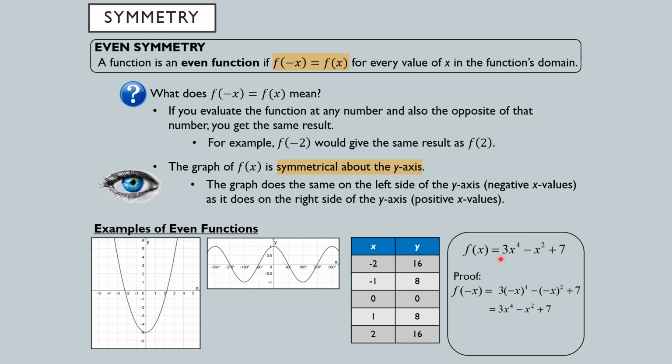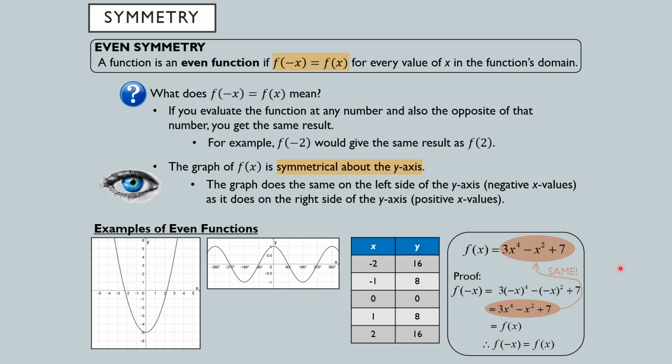Now, take a look at our result here, which is f of -x, and our original function, which is f of x. Notice they are exactly the same. They're identical. And what that means is, if you sub in some x value, and you also sub in its opposite, you will always get the same result because we're working with the exact same function here. And when that happens, when f of -x is the same as f of x for every x value, we have the same thing happening on each side of the y-axis. So we have even symmetry.